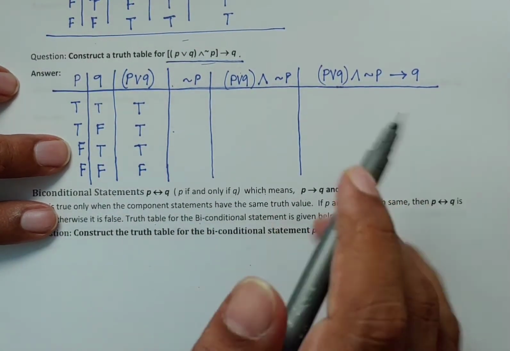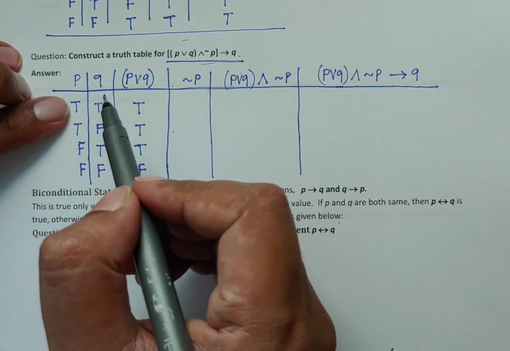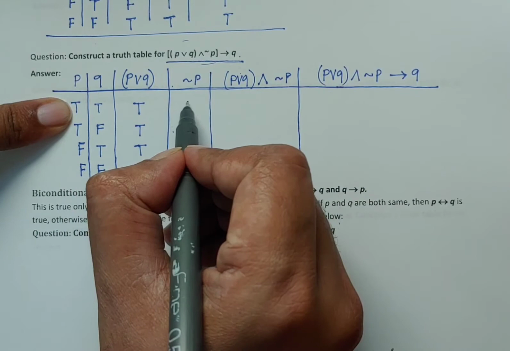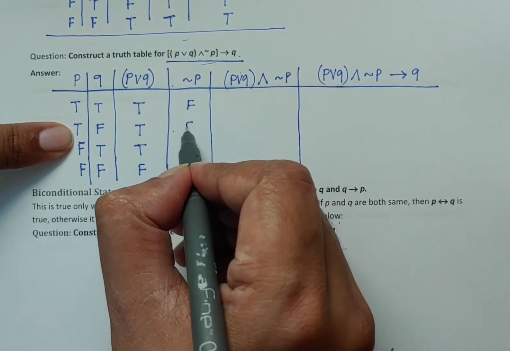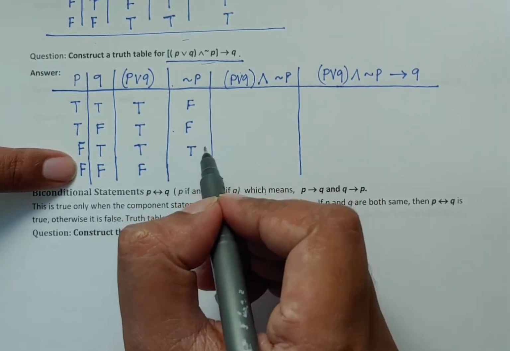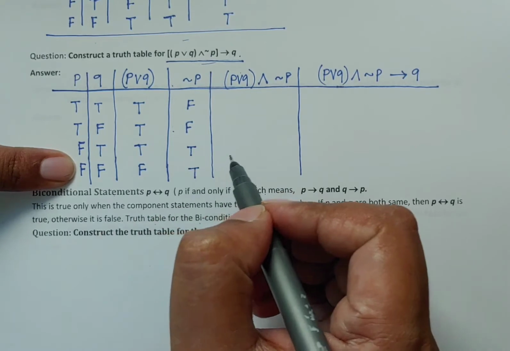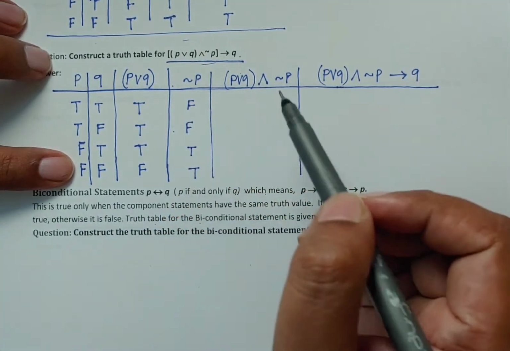Now negation of P. So look at the P column. P is true, negation of P is false. P is true, negation of P is false. This is false, so negation is true. This is false, so negation is true. Okay, so negation of P is false, false, true, true.